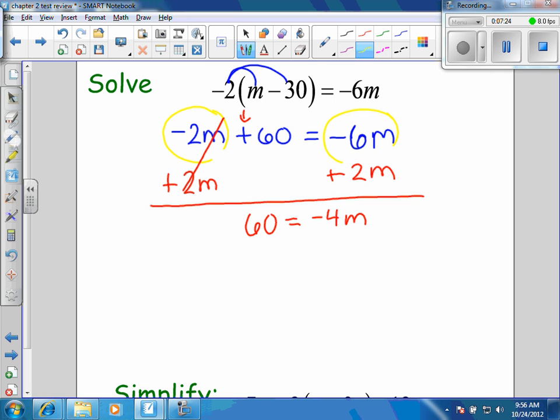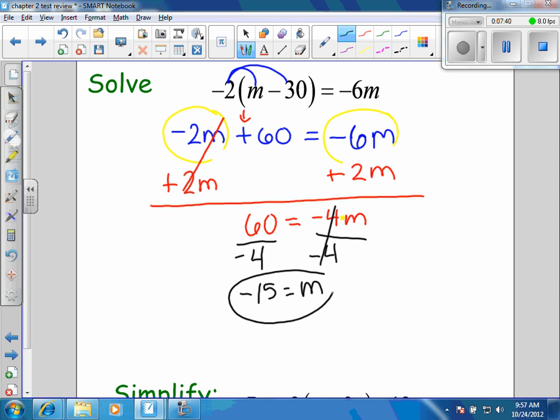So, Natalie, this is when you can use division. Yeah, because that's the opposite of the multiplication operation there. So I'm going to divide both sides by -4. So I get -15 is equal to m. Raise your hand if you had that. Okay, good. So any questions for those of you that didn't?